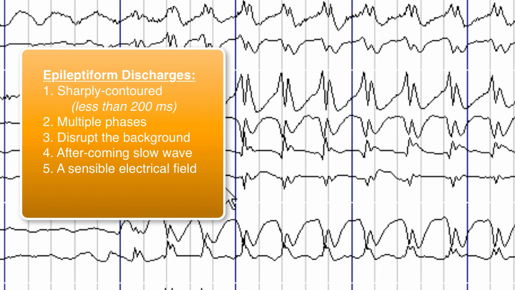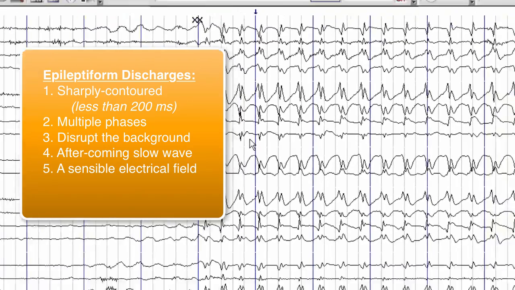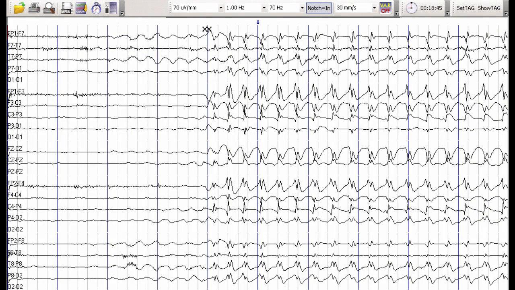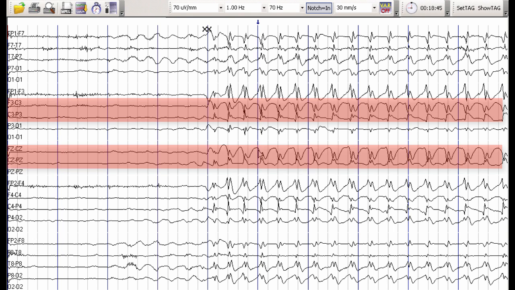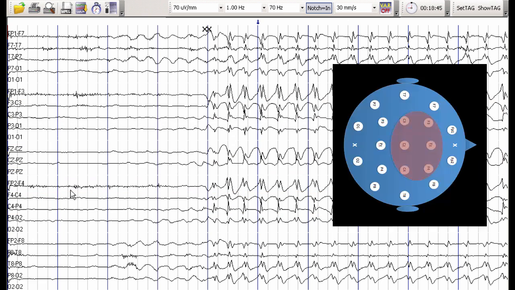And as said before, there is a field that makes sense, although in this case the field is very diffuse. With this set of discharges, we can see that the changes in phase, and therefore the maximum negativity, are at C3, CZ, and C4, with some involvement of the frontal head regions as well. Therefore, we would say that these are maximal in the bilateral frontal central regions.